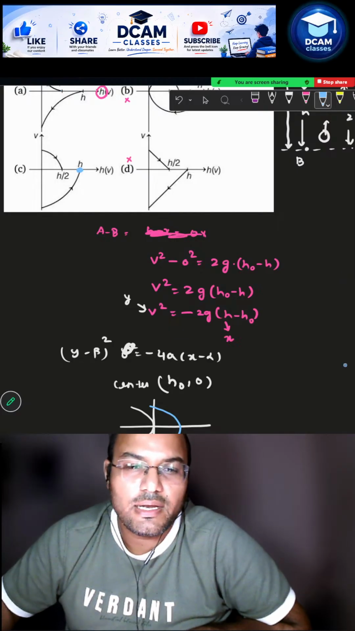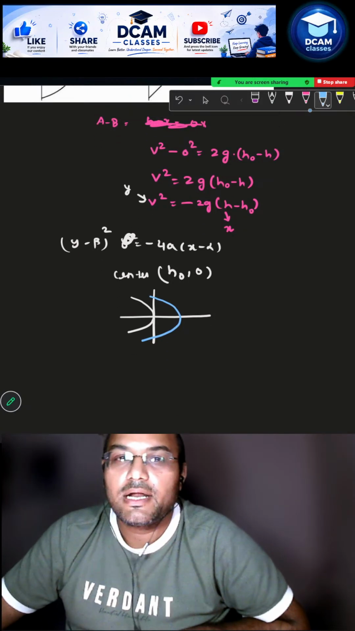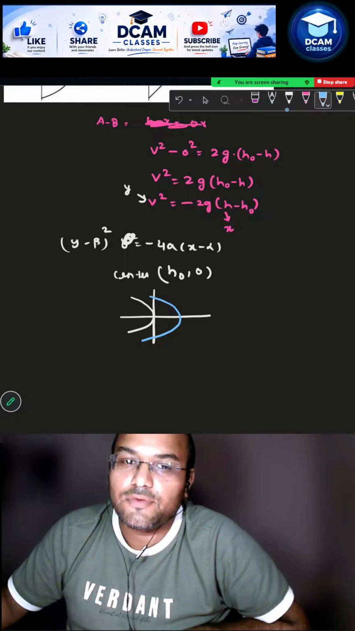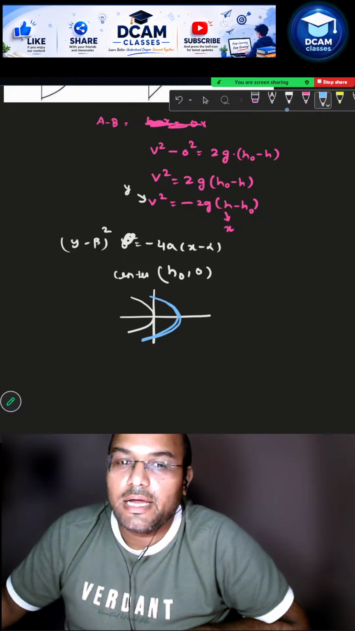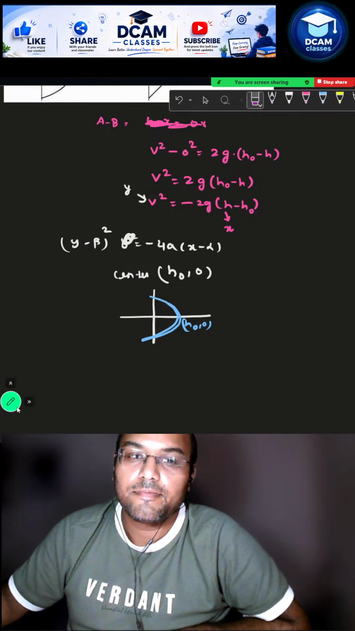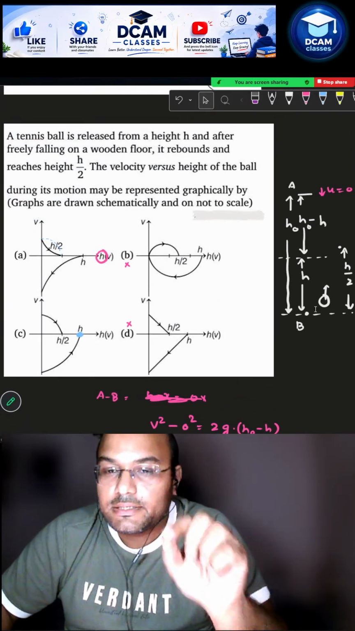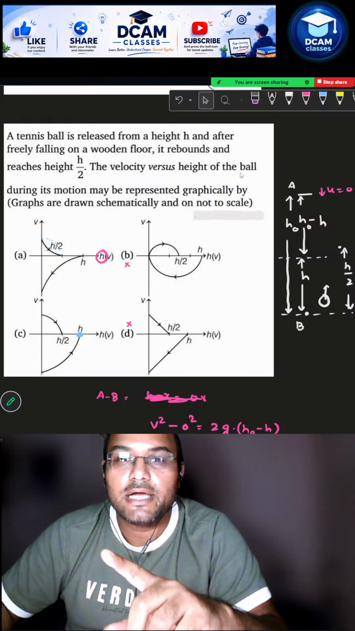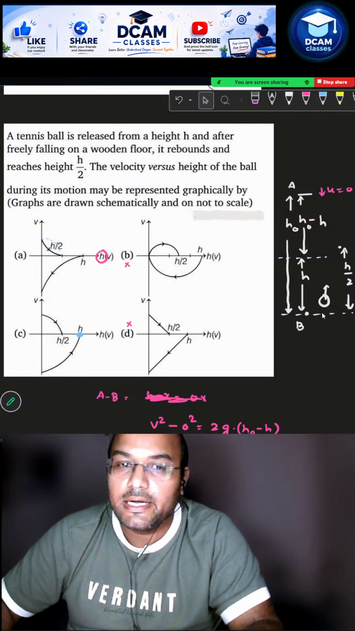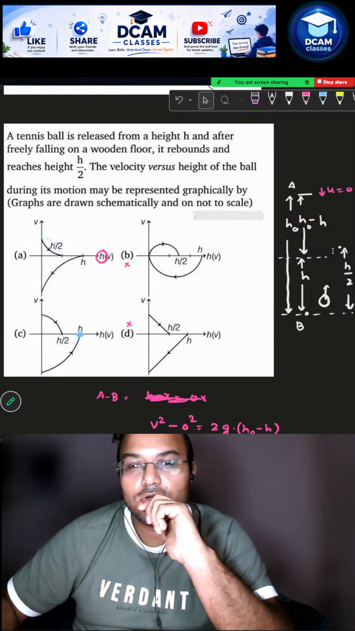Okay, let's see. Our graph for the first motion A to B would be like this, at h naught comma 0. Okay. Now coming to the upward motion, velocity versus height of the ball during its motion, when it has struck back on the surface and is rebounding again. For that motion also you have to do it.